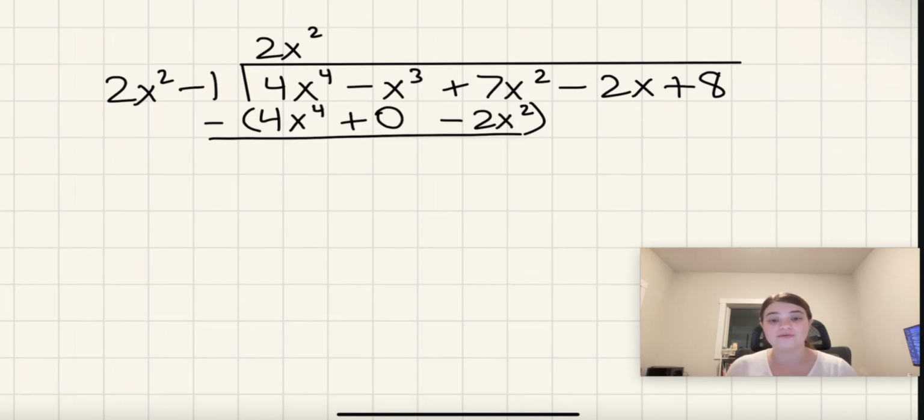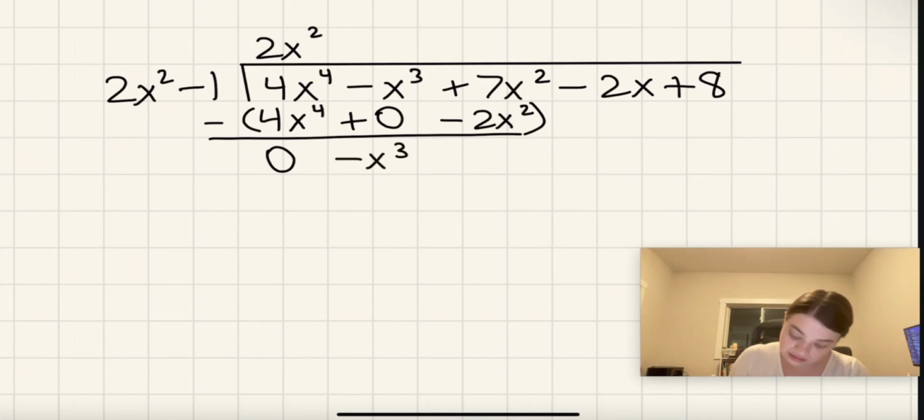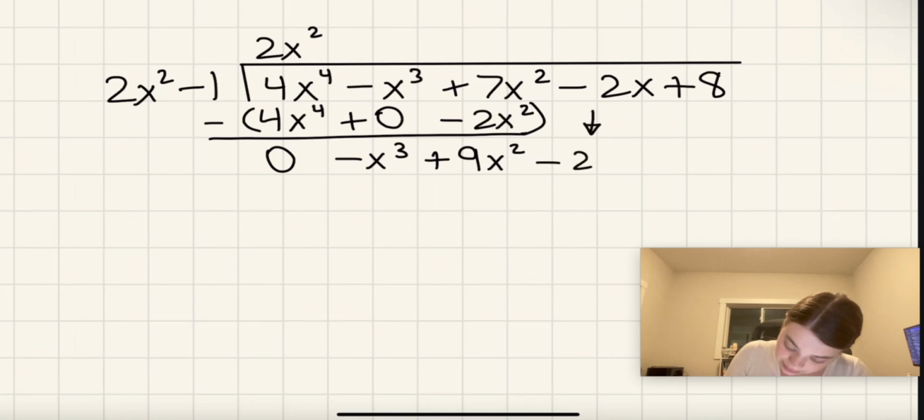So 4x to the power 4 minus 4x to the power 4 is 0, which is what we wanted. Negative x cubed minus 0 is just negative x cubed. And then 7x squared minus negative 2x squared is the same as 7x squared plus 2x squared, which is 9x squared, like that. Ordinarily we would bring down something at this point, but in this case, we're not necessarily going to need to yet. We will if we end up needing to, though, which I guess we will in a second. So I guess, sure, we can bring this down, negative 2x.